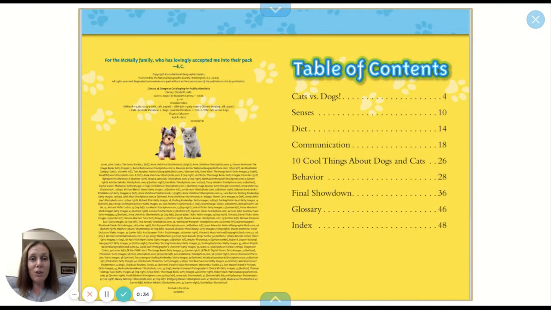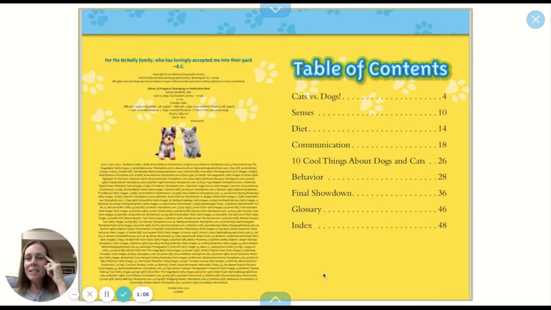So I've got this book here open to the table of contents, and I'm only going to be looking at this page. So let's take a look at this table of contents together. It says cats versus dogs, senses, diet, communication, 10 cool things about cats and dogs, behavior, final showdown, glossary, and index.